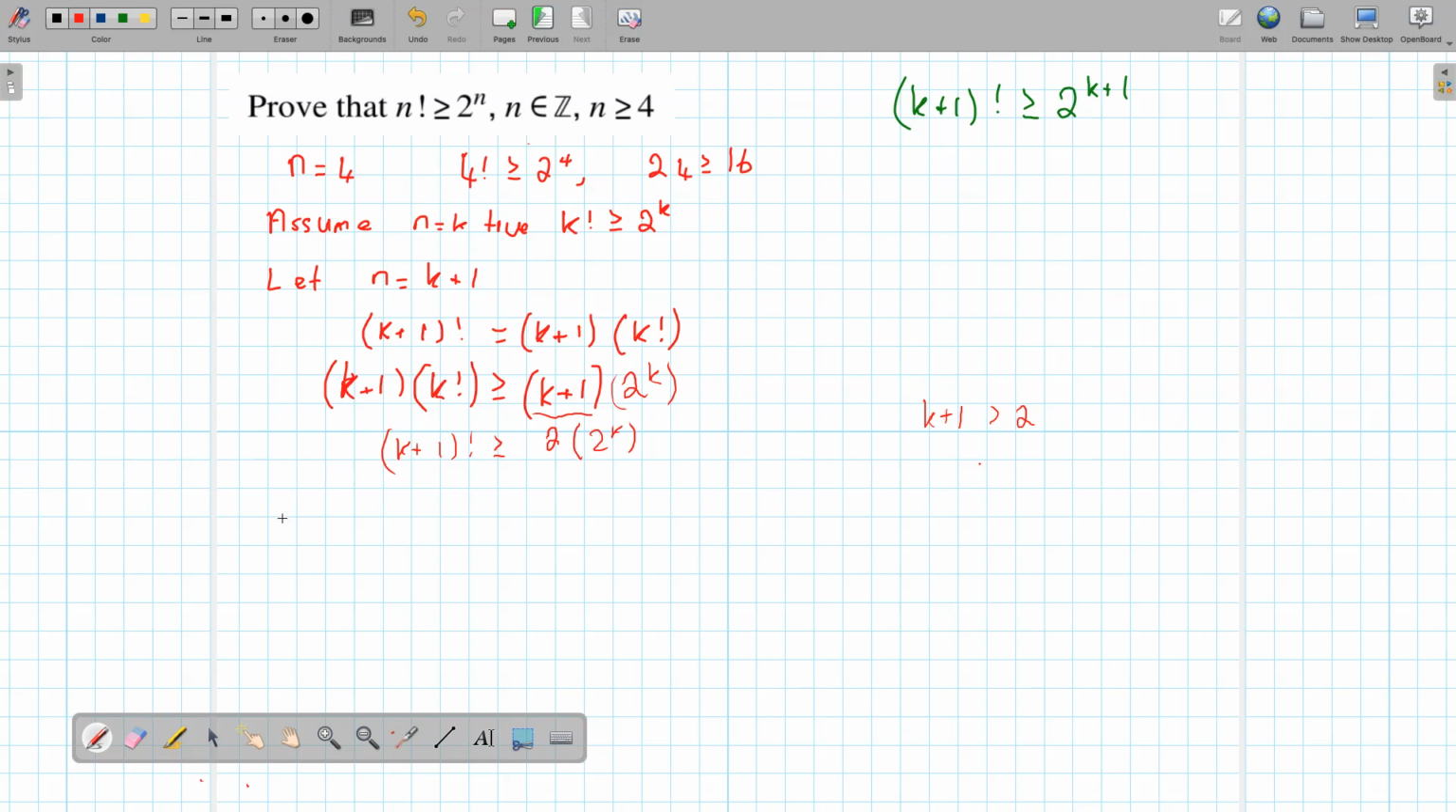So I'll just write my final line. Proof holds for n equals k plus 1, holds for all n.